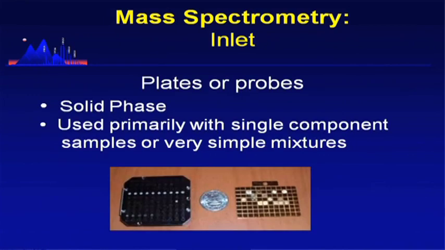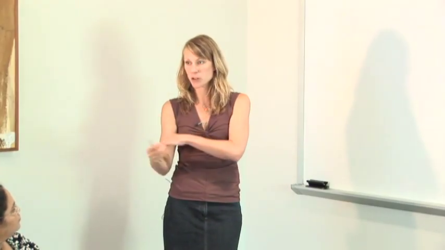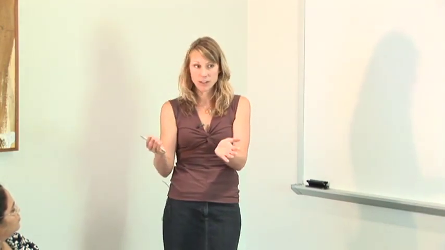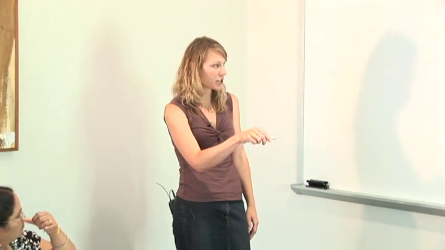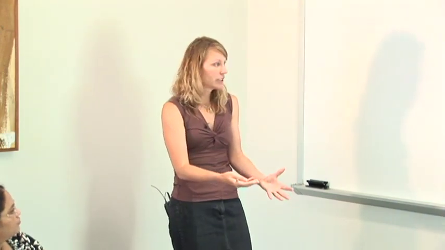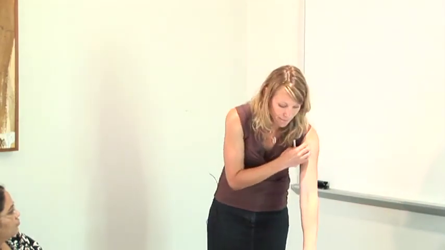So plates or probes, these are, again, solid phase inlets. These are used primarily with single component samples or very, very simple mixtures. Okay? Because in this situation, each of these spots on here is a separate sample, and everything on that spot is going to go into the mass spectrometer at one time. There's no fractionation up front, there's no way to couple any type of fractionation with this because it's solid. So it can't be very complex because everything's going to go into the mass spec at one time.